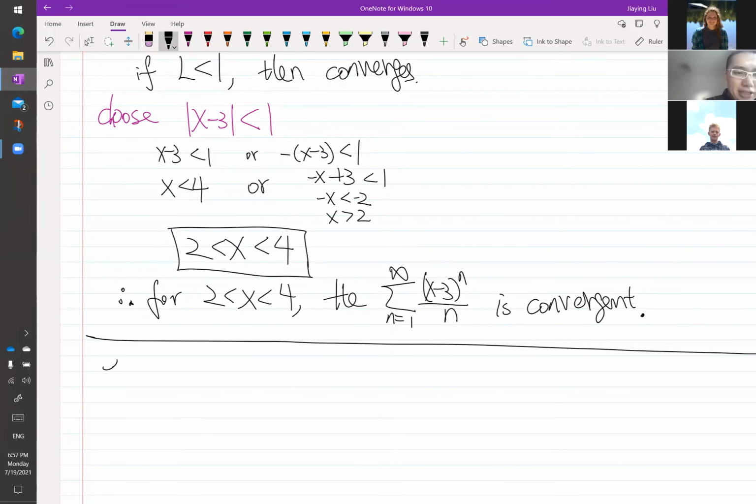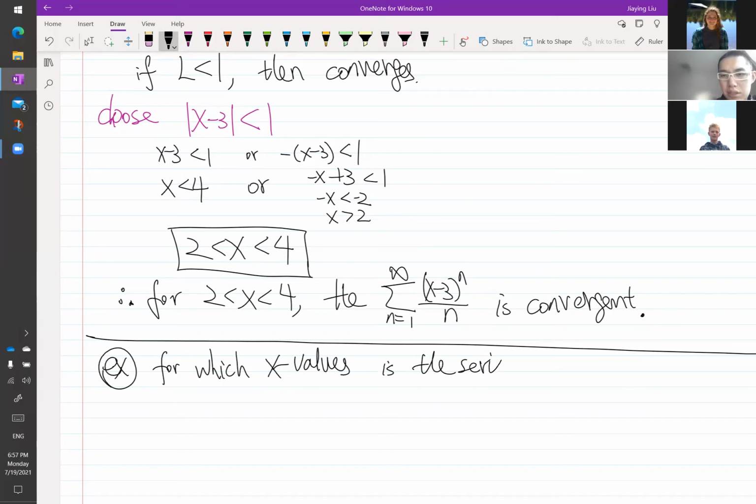All right, here's the second exercise. Again, we want to know the x value. So for which x values is the series convergent? The series given is the sum from n equals 0 to infinity of n factorial times x to the n.